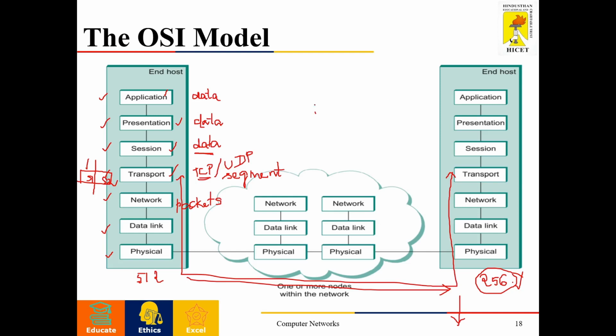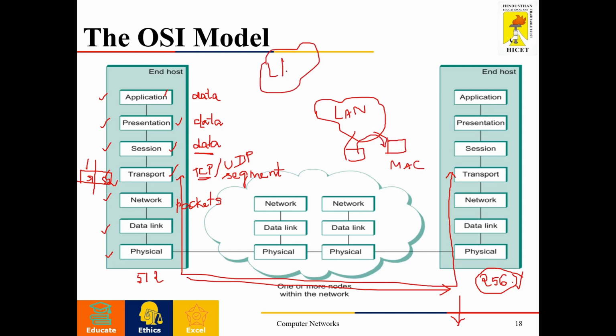Say, for example, if it is a local area network, the local area network will be identifying a system in terms of MAC address. MAC address is more than enough to communicate between two different systems. But if there are two LANs, geographically separated, connected with the help of the internet, I cannot use a MAC address to identify a system. The MAC address is not enough to identify a system when it is connected with the internet.